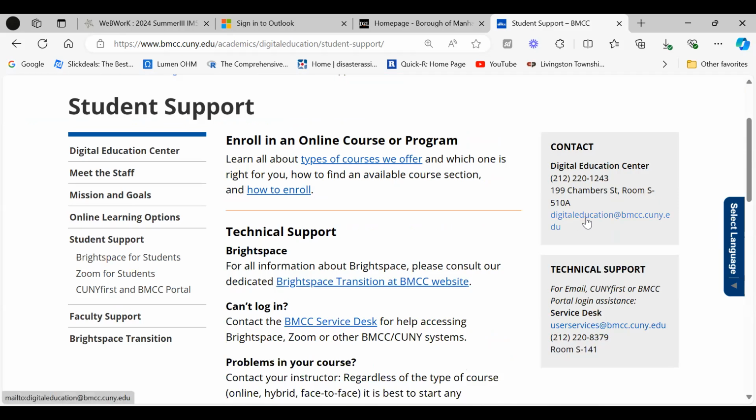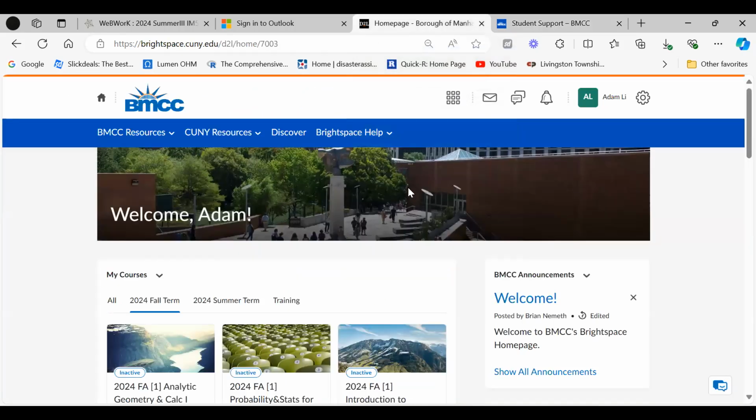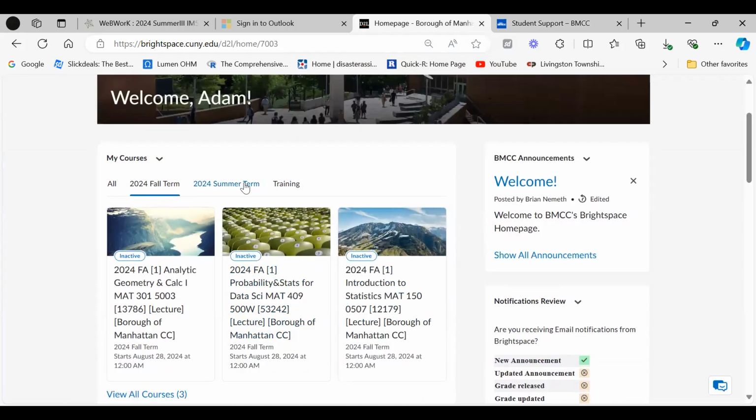You can even email them, right? Put in your first and last name and then your ID number, and they will be able to assist you with any technical issues. So this is how you take care of the Brightspace issues. And once you log in, you're going to find our course. This is fall semester, summer semester.